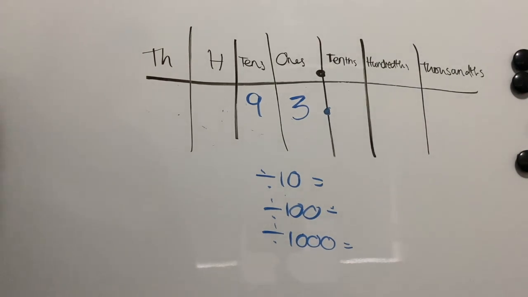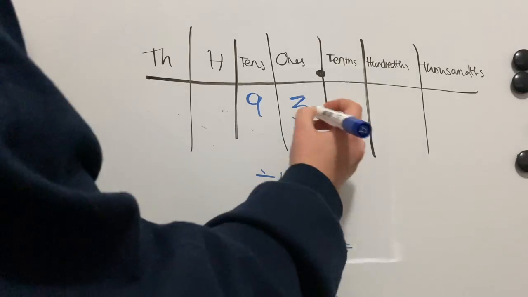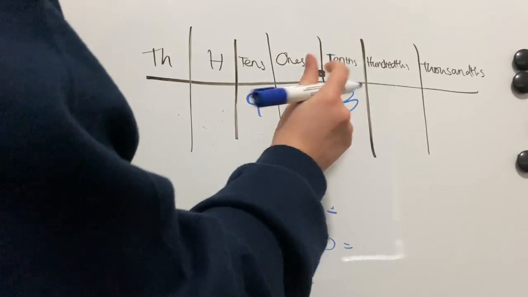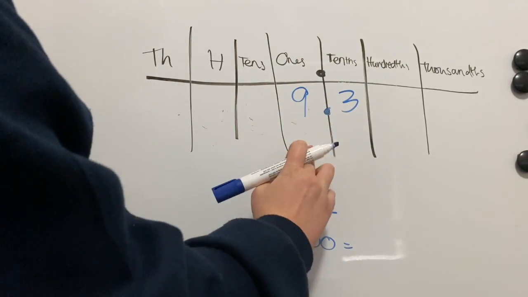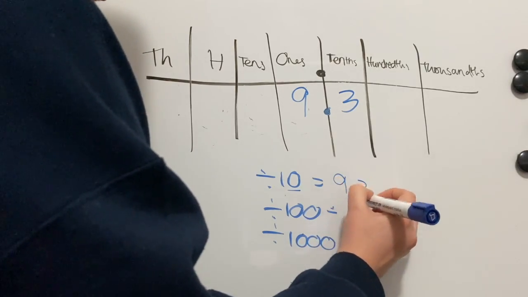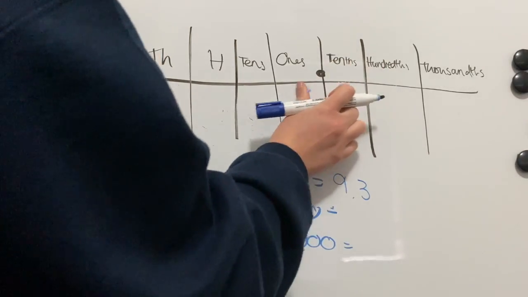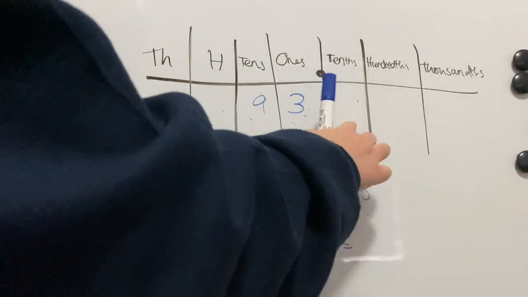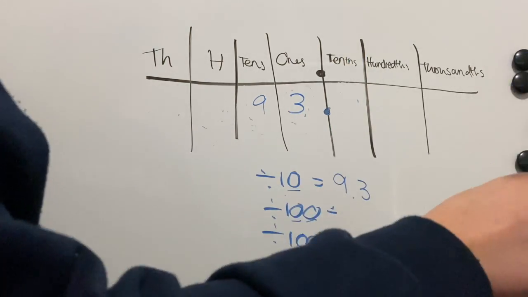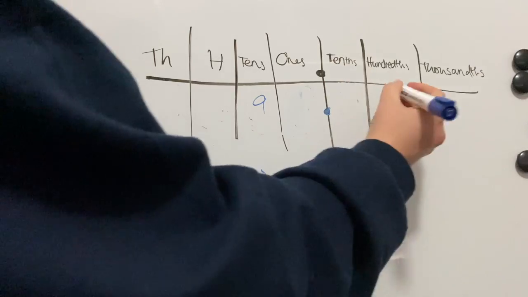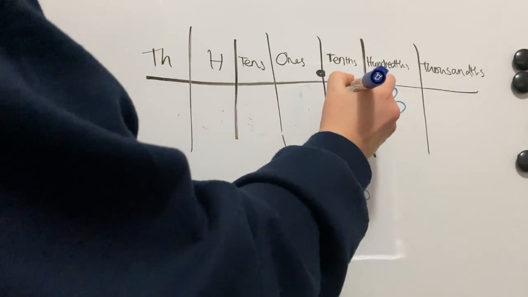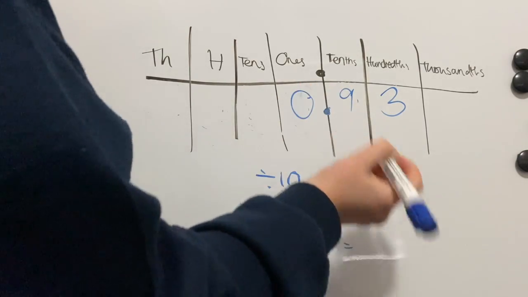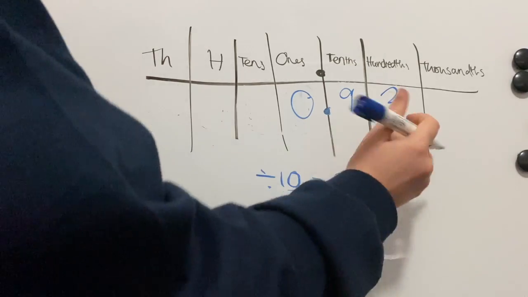First of all, I'm going to divide it by 10, which has 1 zero, so every digit moves 1 place value column to the right. So 3 ones becomes 3 tenths, and 9 tens becomes 9 ones, which gives us an answer of 9.3. Then I'm going to take my original number again and I'm going to divide it by 100 this time. So there are 2 zeros, so everything moves 2 place value columns to the right. 3 ones becomes 3 hundredths and 9 tens becomes 9 tenths. There is technically a 0 here because we can say 0.93.